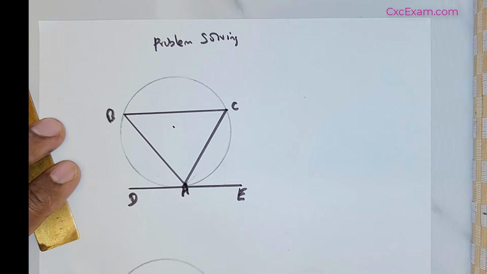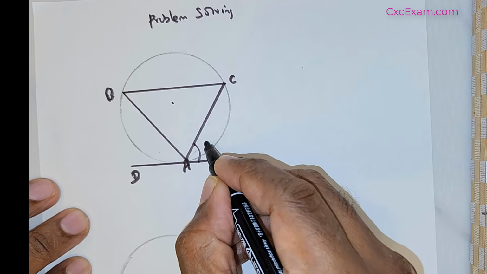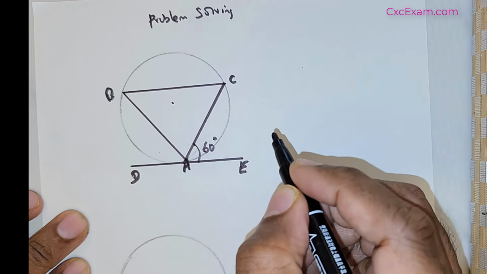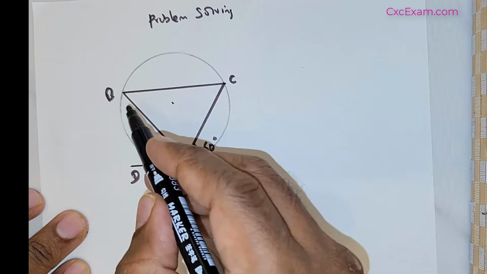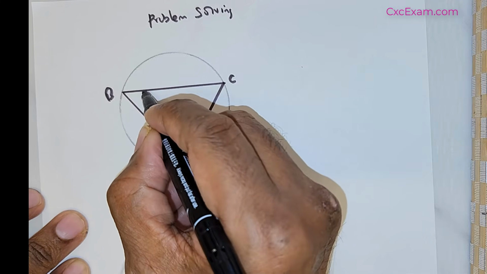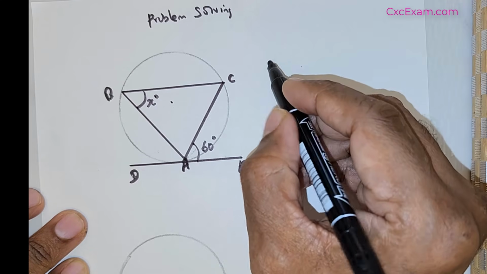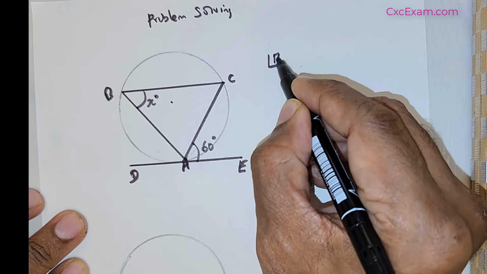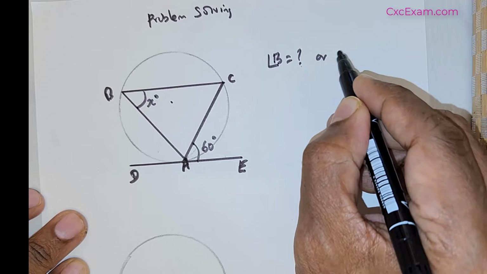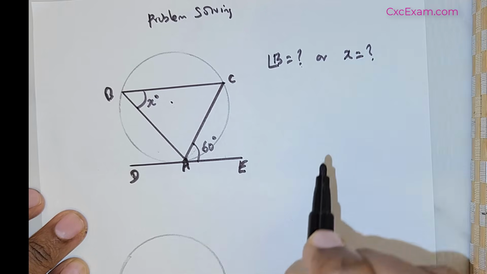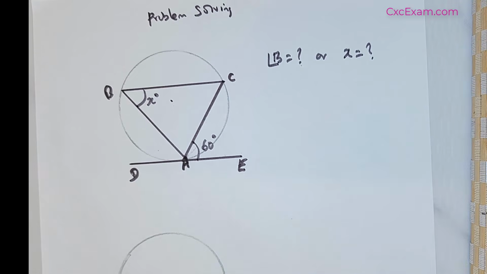right? Now this distance is given as 60 degrees. We are asked to find x degrees. So we want to know what is angle B, or they might ask us what is x equal to. So how are we going to get the solution?